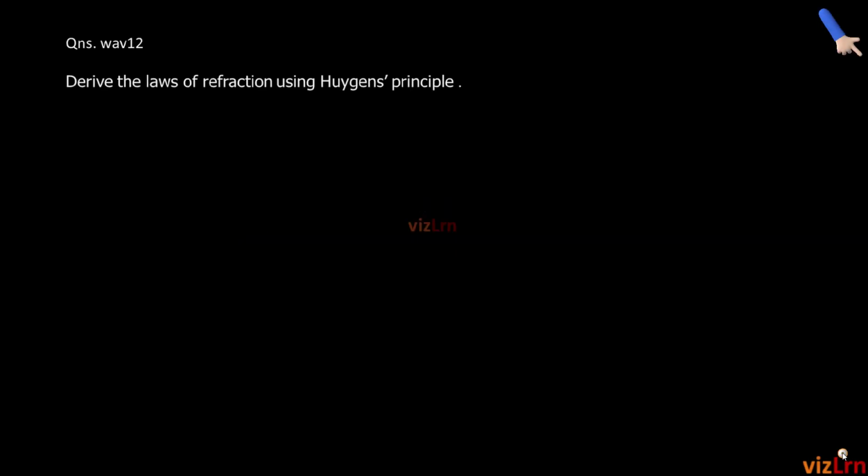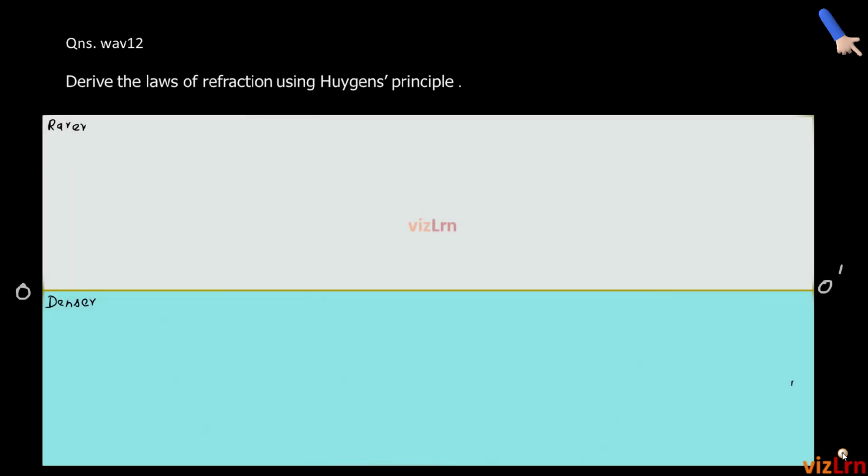Okay, so to derive the laws of refraction using Huygens principle, we take two mediums, 1 and 2, separated by the line OO dash. Now let the velocity of light in medium 1 be v1 and in medium 2 be v2, and their refractive index with respect to vacuum be n1 and n2 respectively. Now medium 1 is rarer than medium 2, let's assume that.